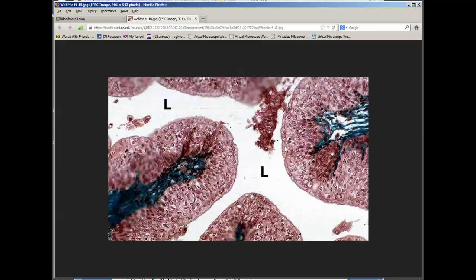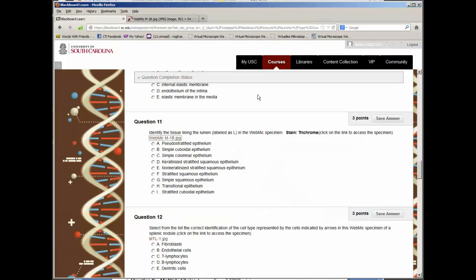These are a little flattened here, but look at the nuclei. They're not flat, they're round. It can't be stratified squamous, non-keratinized, and it certainly can't be stratified squamous keratinized, and it can't be stratified cuboidal. So it must be transitional epithelium. So we go back, and you would choose transitional epithelium.